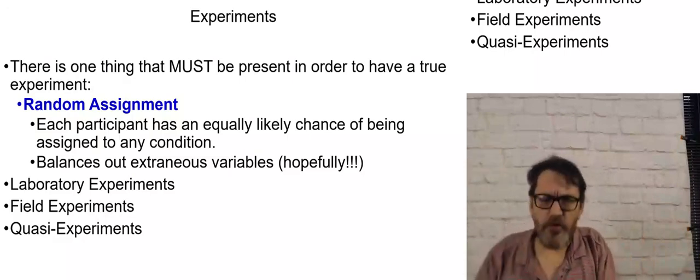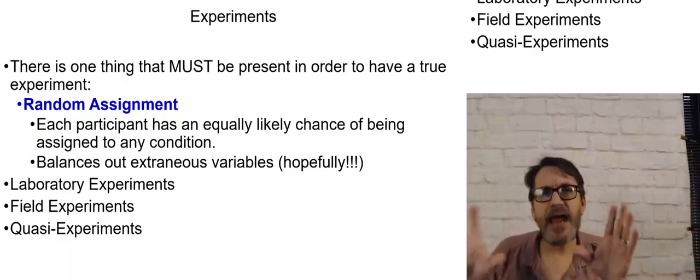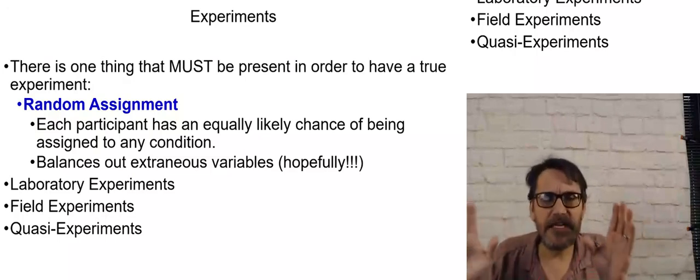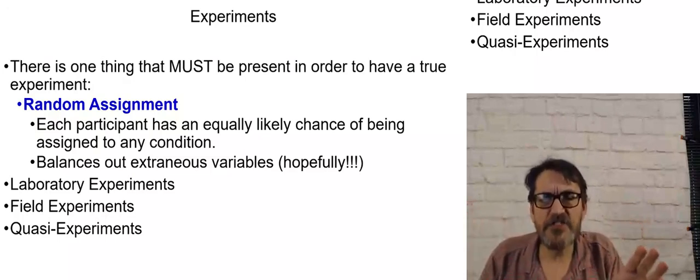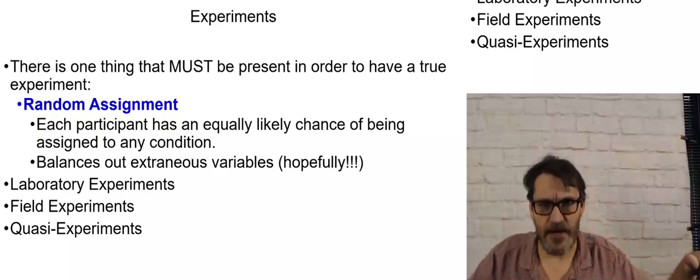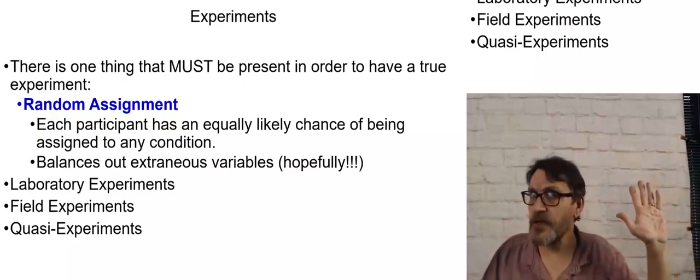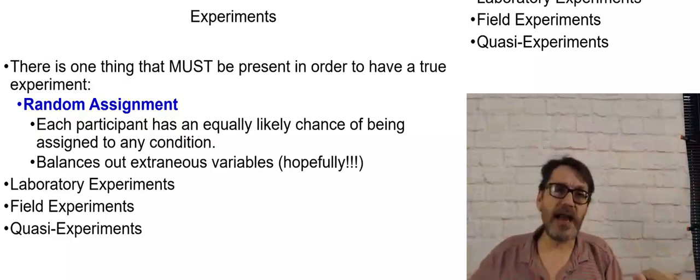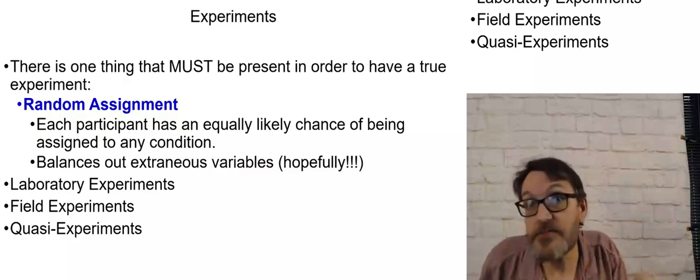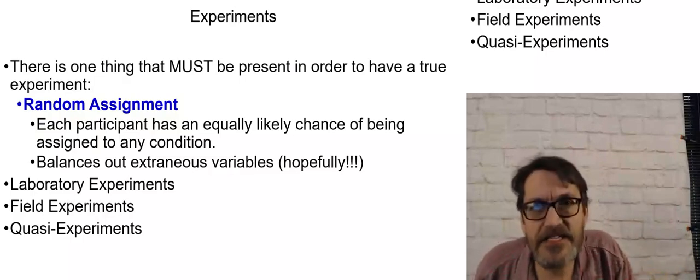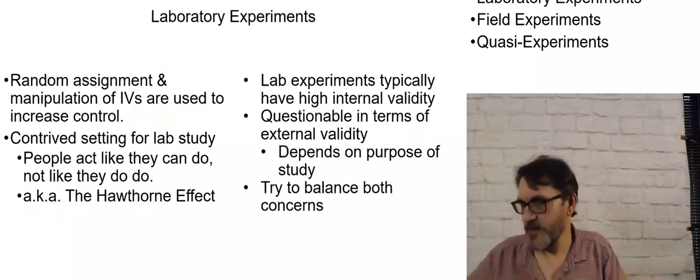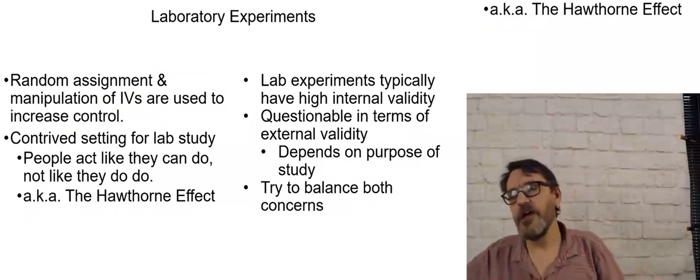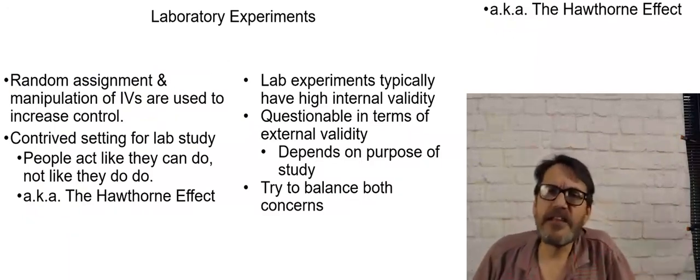If you cannot do this simple act of randomly assigning participants to conditions, you do not have an experiment. I don't know what you got because I don't know your study, but if you cannot do this one simple task, you do not have an experiment. And if you do not have an experiment, you cannot make statements of A causes B. Okay? Very straightforward.